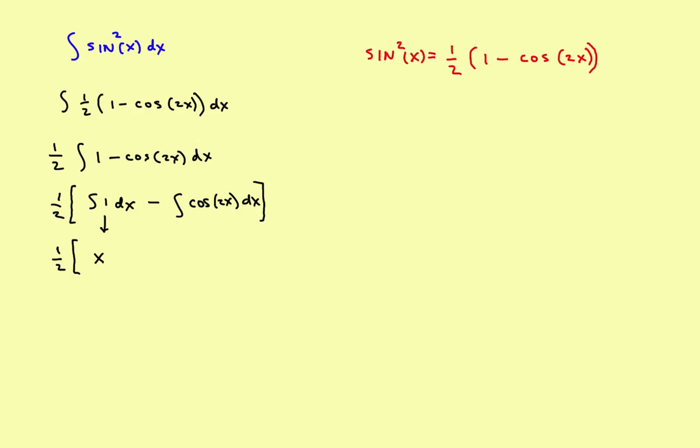Now in this one, though, you're going to have to use substitution because you've got something more complicated than just a simple x in here, so that's going to be your choice of u. So let's go ahead and do the u substitution over here. In this case, u would be equal to 2x. So the derivative of u with respect to x would be equal to 2. So du would be equal to 2 dx.